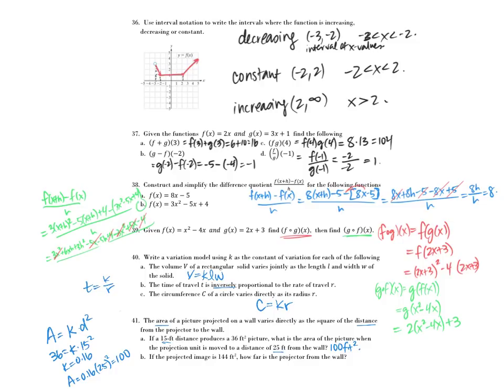Okay. If the projected image is 144 square feet, how far is the projector from the wall? So we're going to plug in 144 for our area. And we'll still use the same k. So we'll do 144 divided by 0.16. And then I want to do the square root of that. So square root of 900. So I get 900 equals D squared. Square root of 900 is 30. 30, and that's measured in feet.